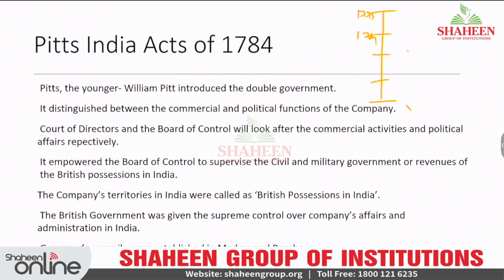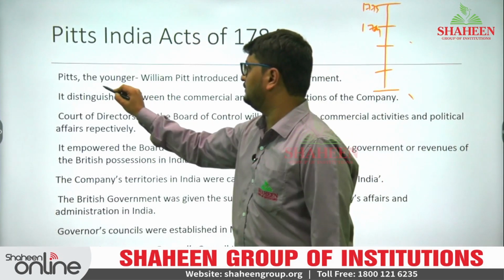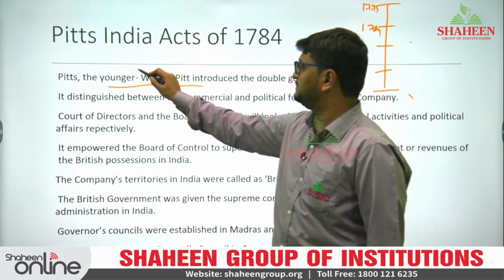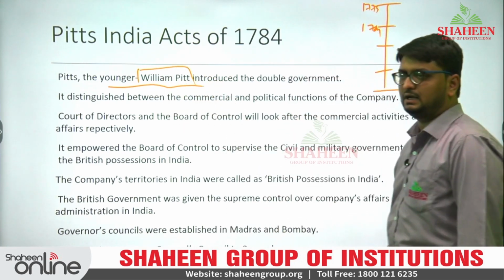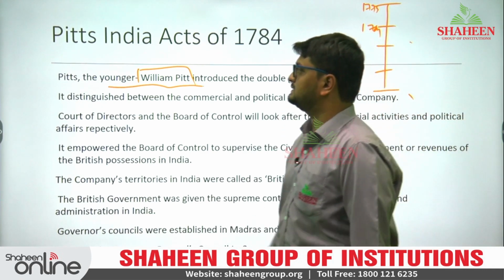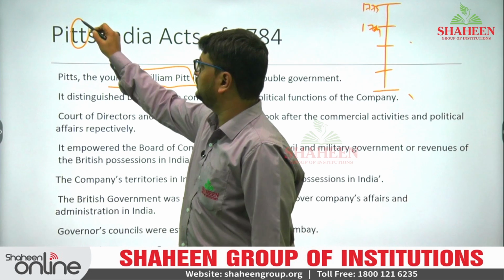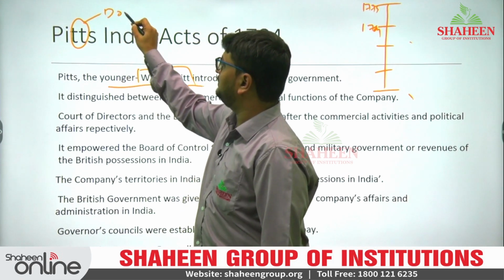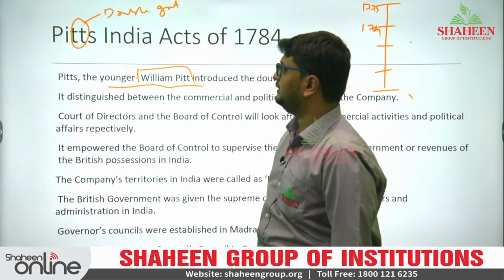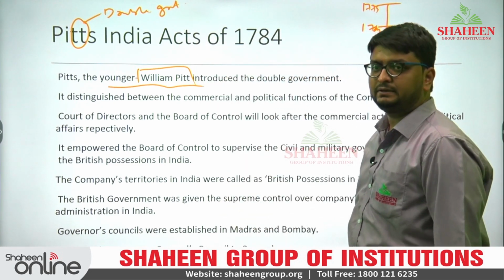Why is it so important? Pitt the Younger was the Prime Minister. His full name was William Pitt. He introduced the double government. Okay, double government in Pitt's India Act. You can see Pitt's India has two T's, so you can remember it like this. So it is a double government system. Pitt's India Act introduced double government.